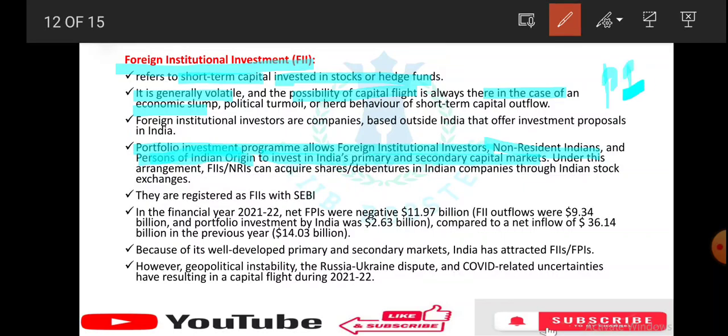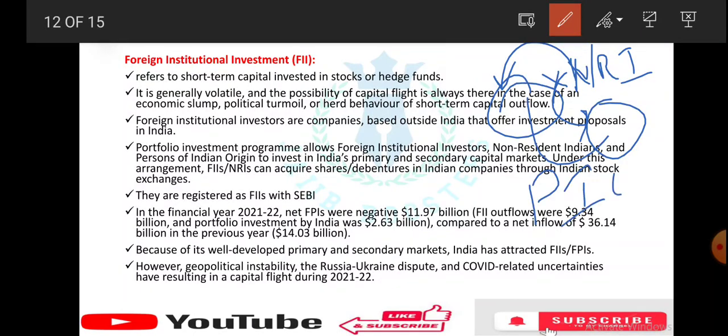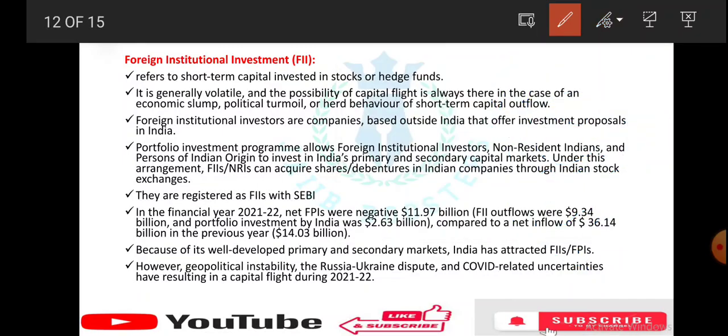Who are called PIO? Person of Indian origin. The sons or daughters, the children of an NRI, or the NRI who married, or grandchildren. These are the persons we call PIO, person of Indian origin. FIIs should be registered with SEBI.